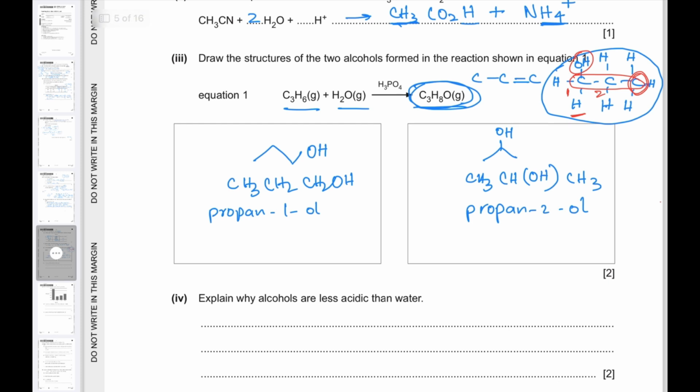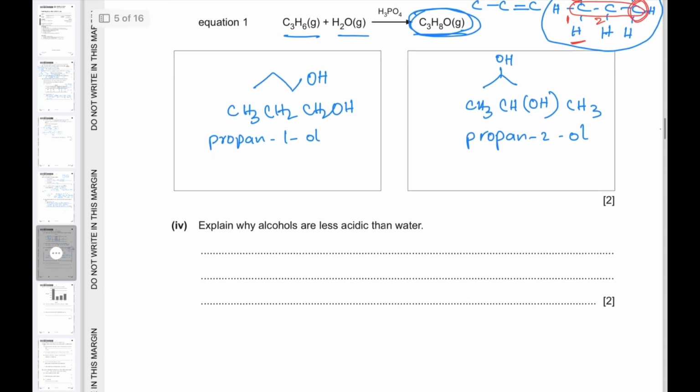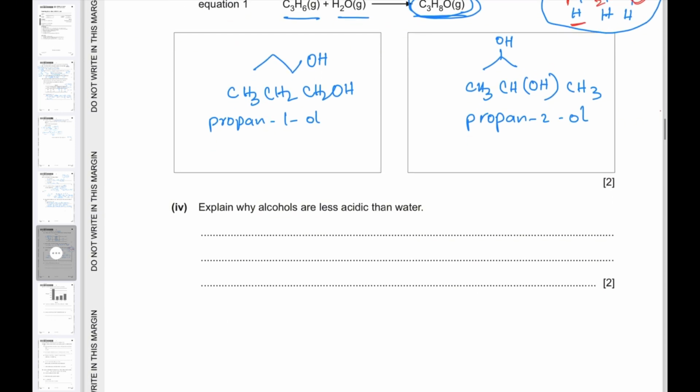Part 4. Explain why alcohols are less acidic than water. Acidity of a compound depends on its attraction for protons when it dissociates in an aqueous solution. If a compound after dissociation in water has a very strong attraction for the protons or hydrogen ions, that makes it less acidic. However, let's look at the dissociation.